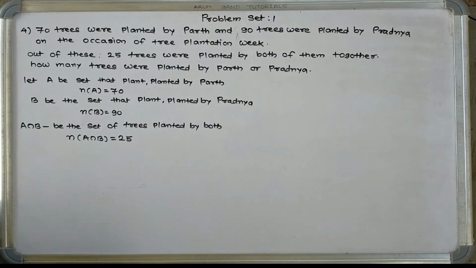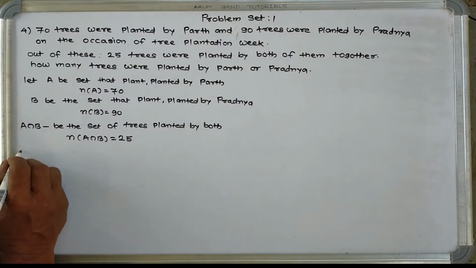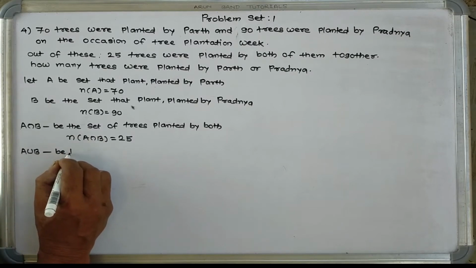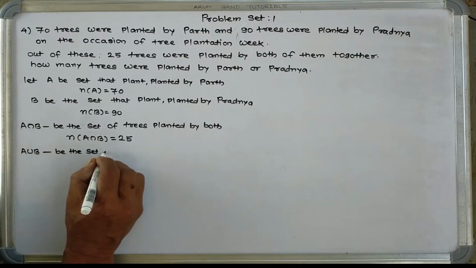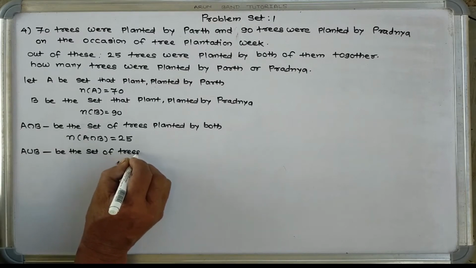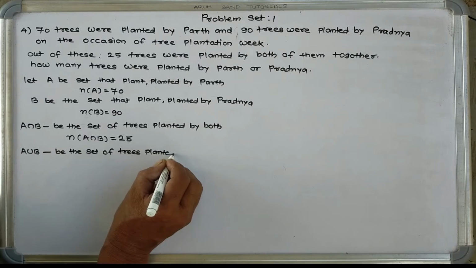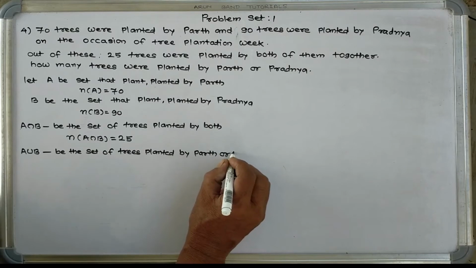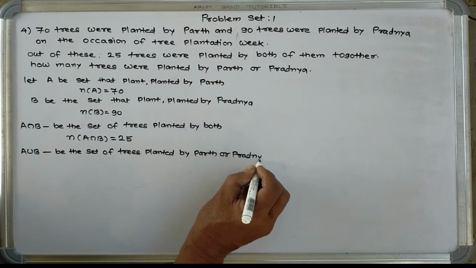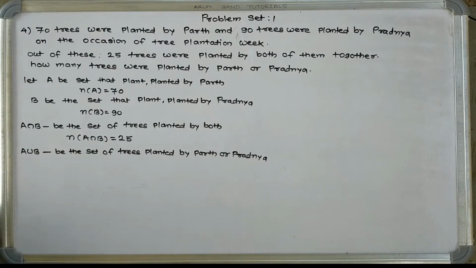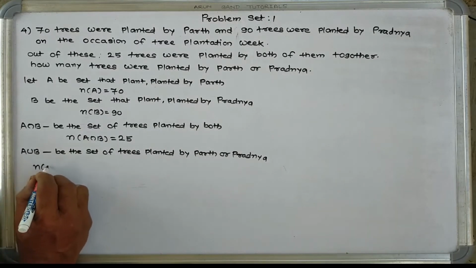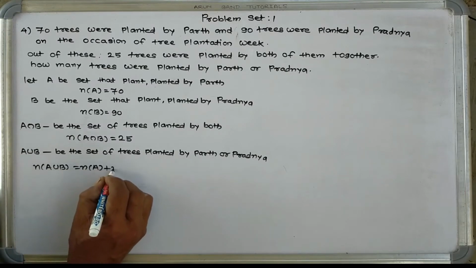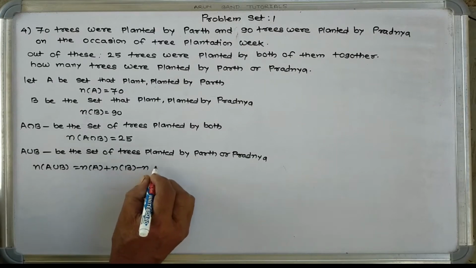So we have to find out here A union B. A union B is the set of trees planted by Parth or Pradnya. Now write the formula. n of A union B equals n of A plus n of B minus n of A intersection B.